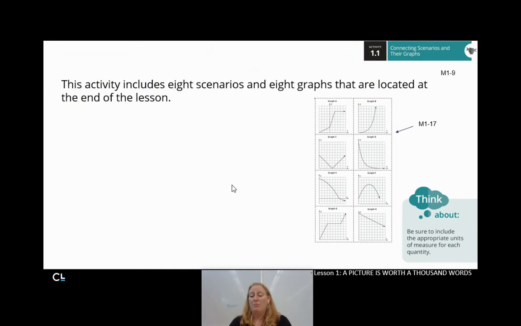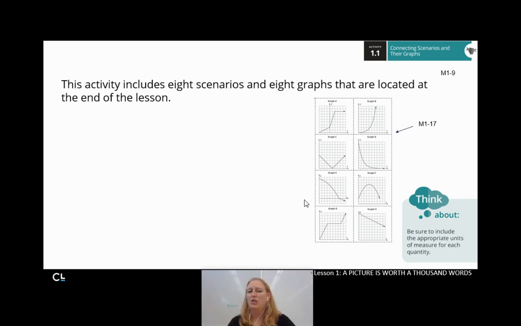So this is where you want to bust out your scissors and either tape or a glue stick, something like that. That's where we're busting these out. So this activity includes 8 scenarios, and you have all the scenarios. You see them in these coming pages on your graph starting in M1-9. But it also includes 8 graphs that are located at the end of the lesson. So if you flip over in your book to page M1-17, you will see these graphs.